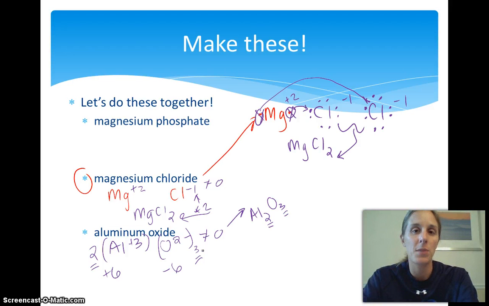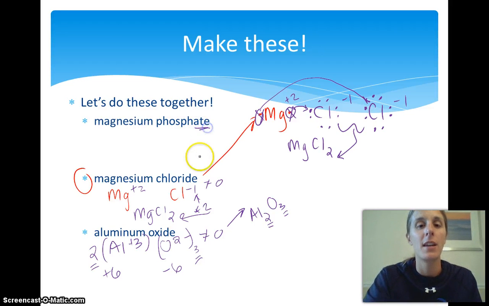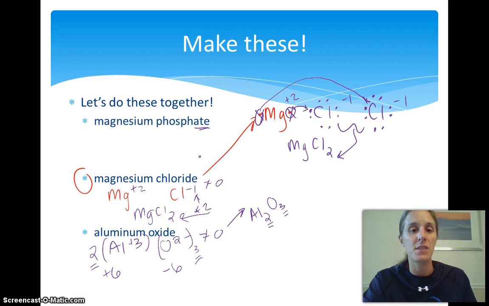If I was looking at something that had a +2 and a -2 charge, when you add those things together, it does equal 0. So one of each of those ions would make you a neutral compound. Now let's do one that has a polyatomic in it, the idea of the magnesium phosphate.